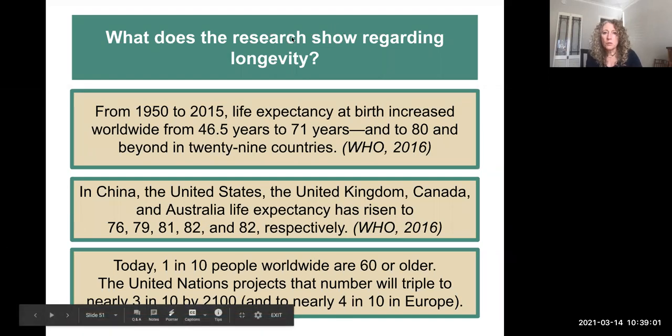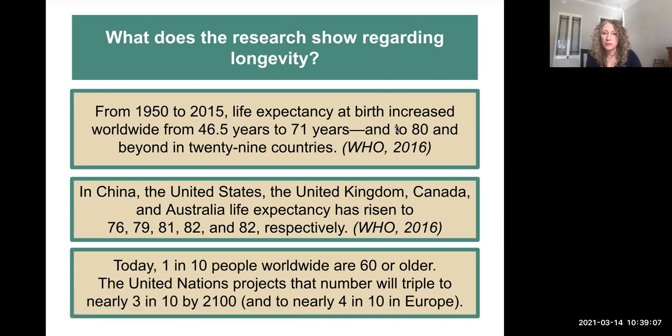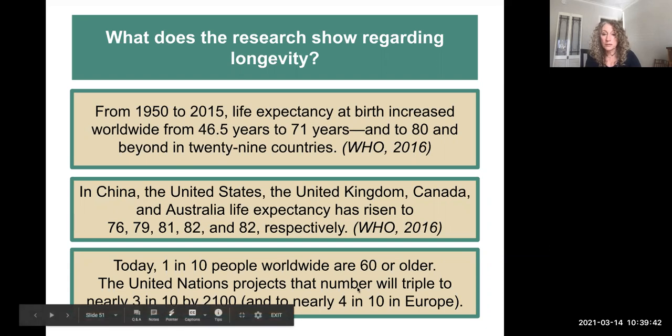So what does research show regarding longevity? I am going to read through these a little bit. From 1950 to 2015, life expectancy at birth increased worldwide to 71 years of age, and to 80 and beyond in 29 countries. So worldwide it's 71, but in Western and more industrialized countries, it is older. In China, the United States, United Kingdom, Canada, and Australia, life expectancy has risen to 76, 79, 81, 82, and 82 respectively. Today, 1 in 10 people worldwide are 60 or older.